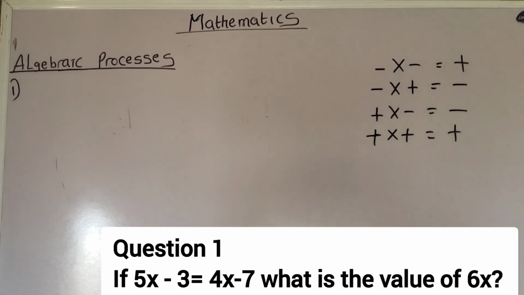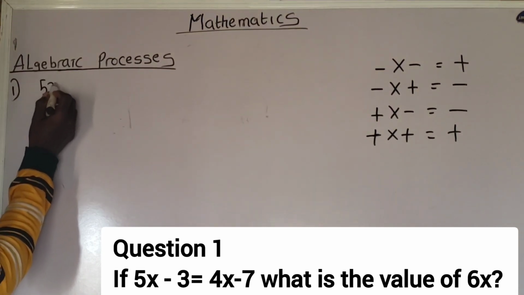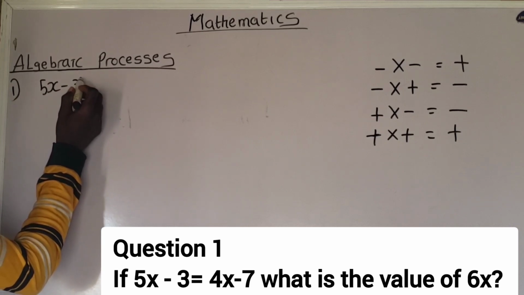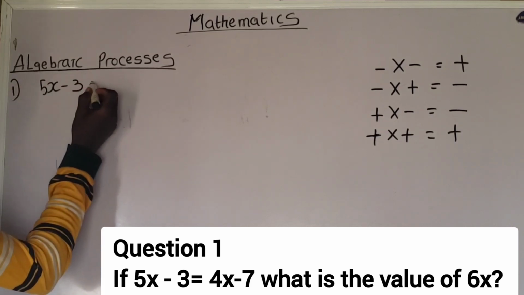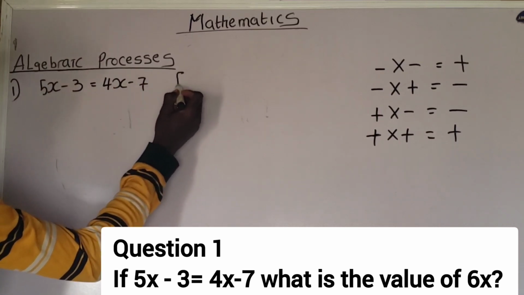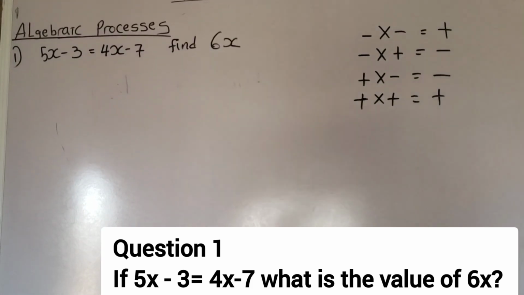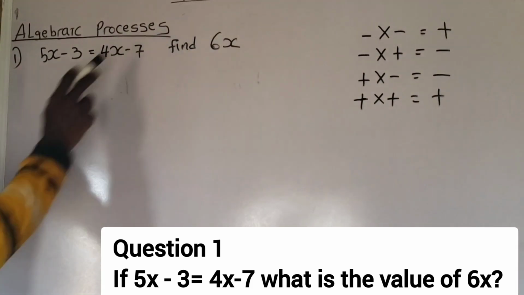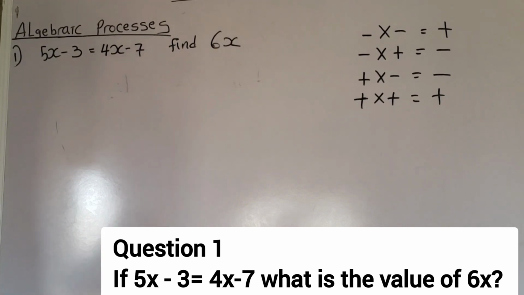Okay, if 5x minus 3 is equal to 4x negative 7, we are asked to find 6x. We cannot determine the value of 6x without knowing the value of x. You understand? Because 6x means 6 multiplied by x. So now let us find the value of x in this expression.